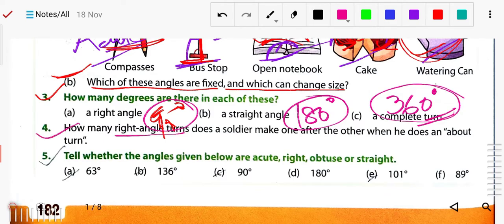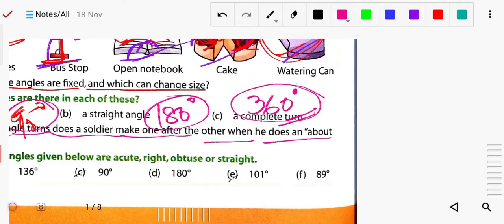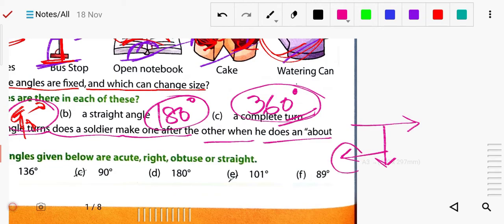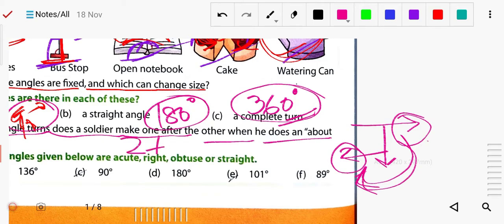How many right angles does the shoulder make one after the other when it turns? So how many turns will it take? You have to write only that. Two turns. How two turns? Suppose you are doing PT. Suppose here you are. First turn you will do here. Second turn again you will do. Now again you will be in the same position as the first one. Two turns, exactly 180 degree. So that is the two turns.